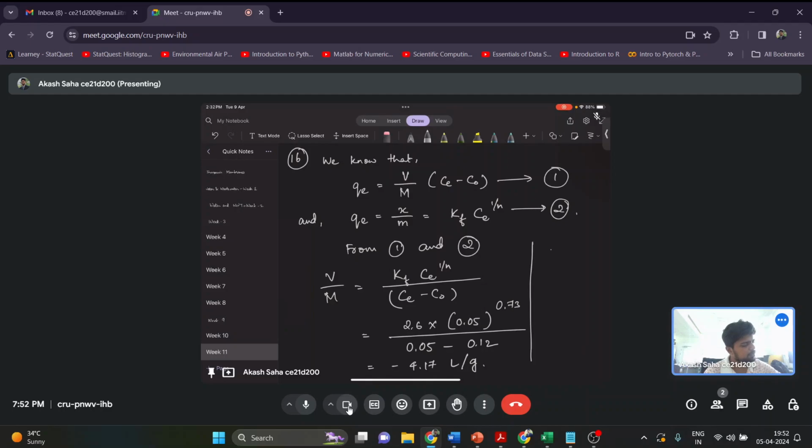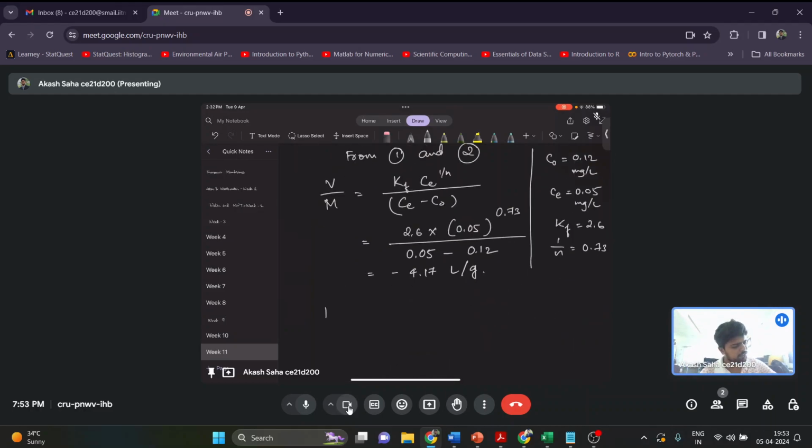So basically we have C naught is equal to 0.12 milligram per liter. We have Ce as 0.05 milligram per liter. We have Kf as 2.6 and 1 by n value is 0.73. Okay, so all this information was given in the problem if you have seen. So once V by M is known, my M by V, if we just take the positive value, we'll get it as 1 by 4.71. So it will be 0.24 gram per liter. Okay, so I got the M by V value. So this is the mass per volume.